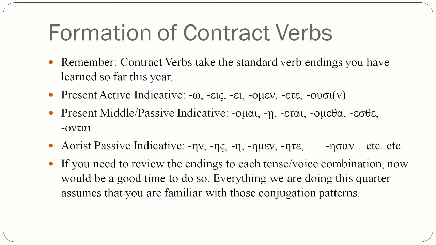If you need to review these endings to each tense and voice combination, you probably should, especially if you've forgotten them over the extended spring break. This quarter, everything that we do will assume that you are familiar with these conjugation patterns. Okay, so take the time to re-memorize them if you have forgotten. The verb chapters are chapter 3, chapter 7, chapter 10, then 12, 13, 14, 15, I believe, are all of the verb chapters that we've had so far.